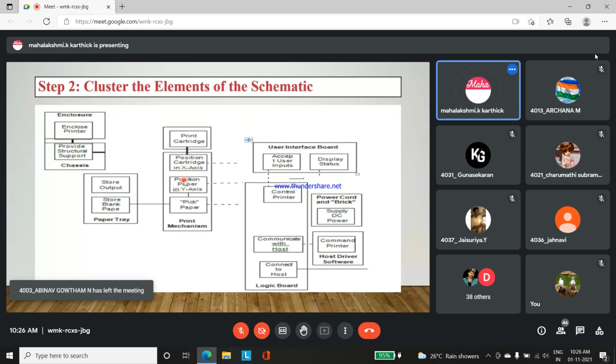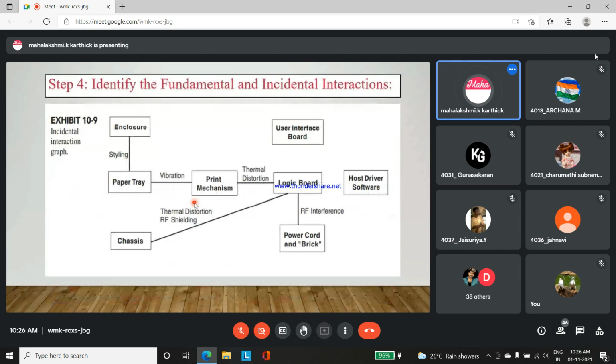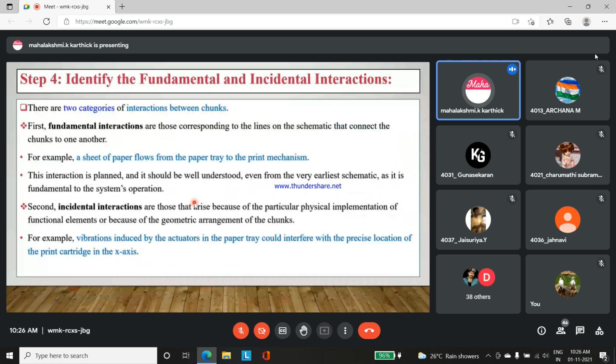If between these two chunks any vibration occurs, what will be the impact found? That also has to be analyzed when you are going to create any product architecture. That's the point, students. So step 4 is the step involved in identifying the fundamental and incidental interactions.